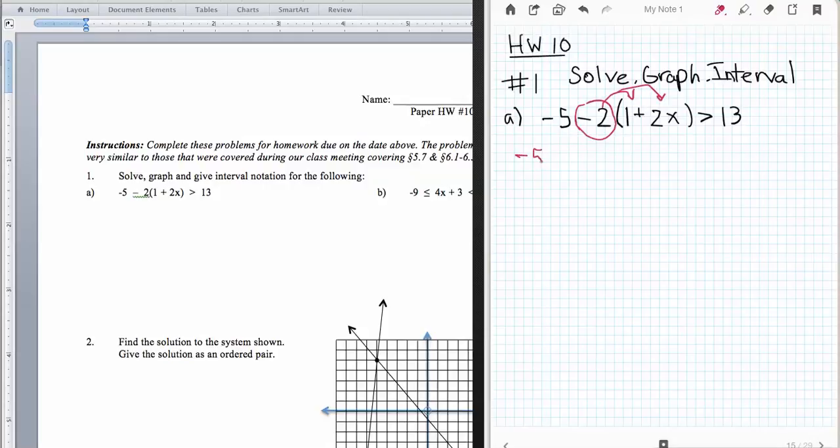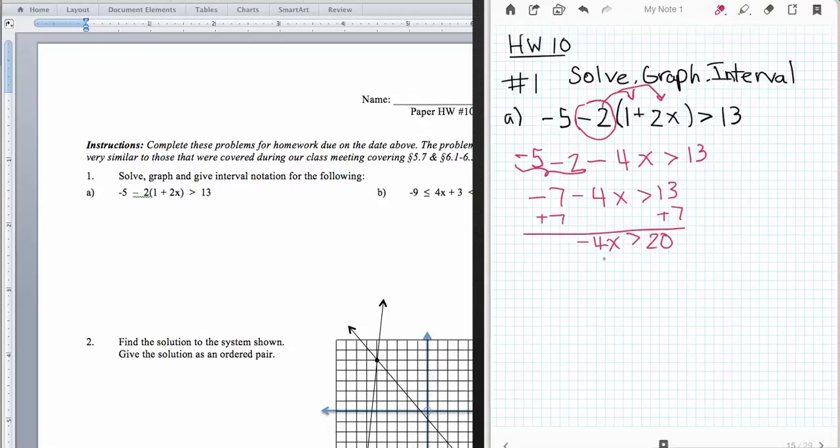So this is going to be -5 minus 2 minus 4x, and that's greater than 13. Then I want to get these guys together, so -7 minus 4x is greater than 13. And then I want to add the 7 because I need to get it to go away from the x's. And this is going to give me that -4x is greater than, and 13 and 7 is 20. And now I'm going to divide by a -4.